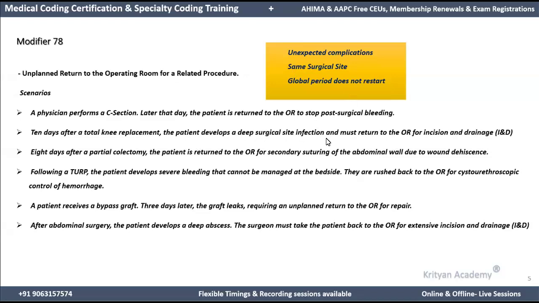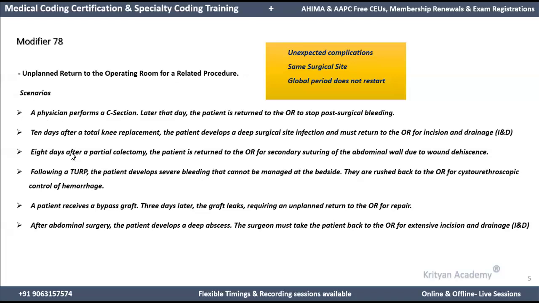Then the patient came back to the operating room for what? Incision and drainage only. So we will code that incision and drainage procedure and we'll give the modifier 78. The 78 modifier indicates the patient is already in the post-operative global period and he came back to the operating room for such complications and unexpected complications.